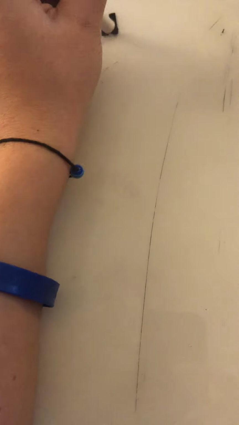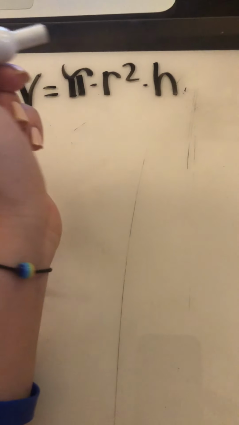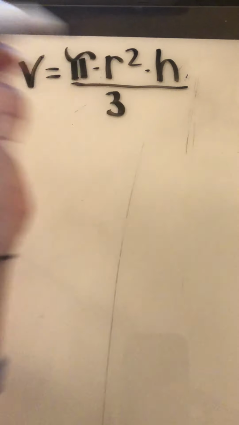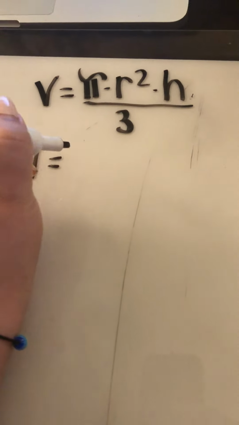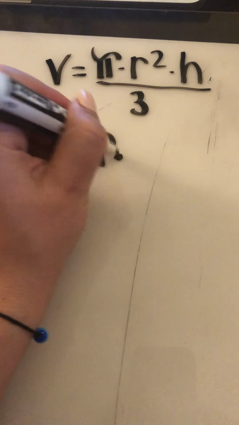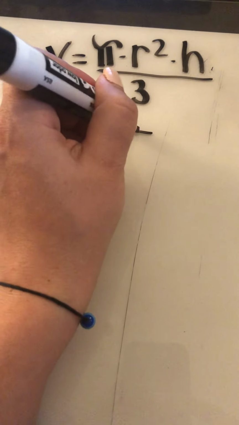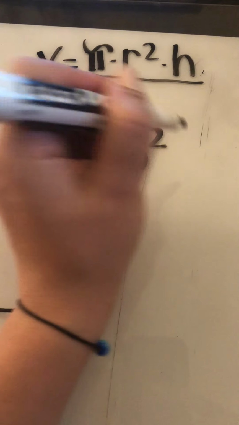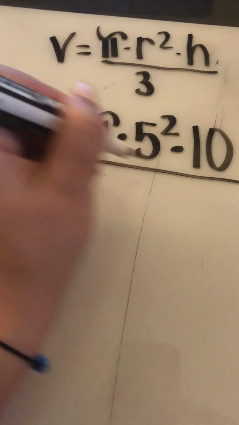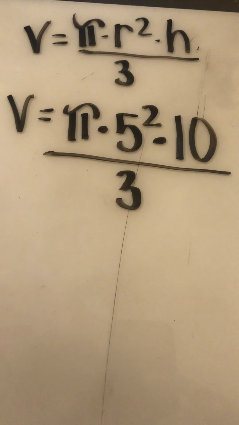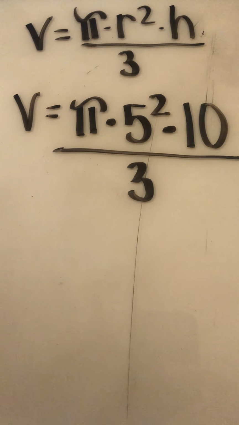Again, I'm going to use the formula, the second one I showed you. So pi times r squared times the height, which is our cylinder formula, divided by 3. Okay, I'm going to plug in what we know. So V equals pi times our radius, 5 squared, times the height, which is 10, and then all over 3. Okay, so for this, we're just going to do order of operations.